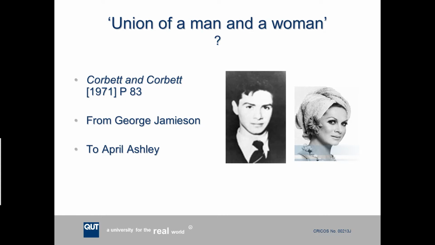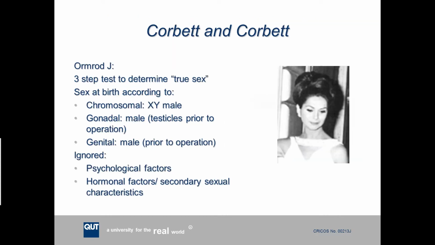Now we can have a look at some other cases briefly to understand more of the historical origins of marriage. The English case of Corbett and Corbett concerned a person who had gender reassignment surgery. The party had been born a boy, George Jamieson, but had surgery to become a female, April Ashley. The application was by Arthur Corbett for a decree of nullity, arguing that his marriage to April Ashley had never been valid because it had to be a union between a man and a woman, and that she was not a woman under the meaning of the Marriage Act in England. The reason he wanted to argue this was that he didn't want her to be entitled to any inheritance. He was a very wealthy man.